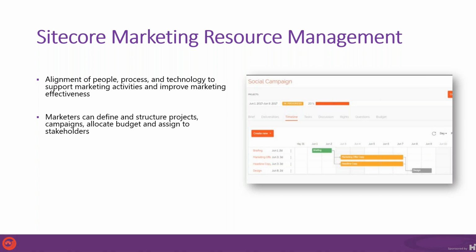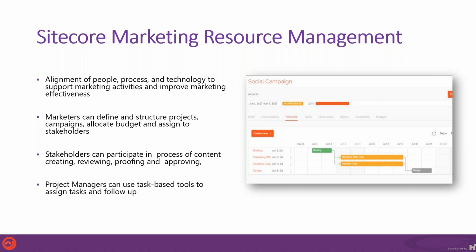So using the MRM, business owners can define and structure the projects, and they can assign them to different stakeholders. The stakeholders can come and participate, doing their jobs, like they can come and create the content, or PMs, project managers, also can come into the marketing resource management. They can log in to the system and utilize the tools related to project management, and then they can assign tasks to different stakeholders, that this person has to create the content or the other one has to approve the content. So all those activities a PM can do using the MRM within the Sitecore Content Hub.